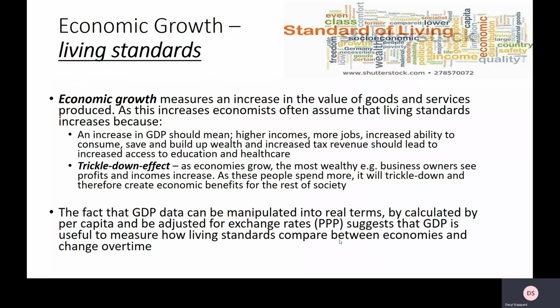Now, overall, then, what we would say is that GDP is best when we look at real GDP than nominal GDP. It's also better if we look at per capita rather than total GDP. And it's also better when we allow for purchasing power parities. In other words, we're factoring in the impacts of exchange rates on the ability to buy goods and services. So real GDP per capita PPP is the best thing to use to look at living standards.